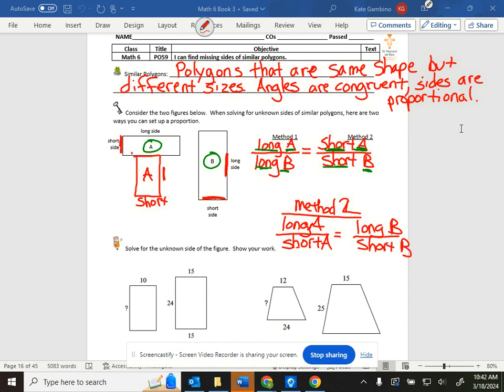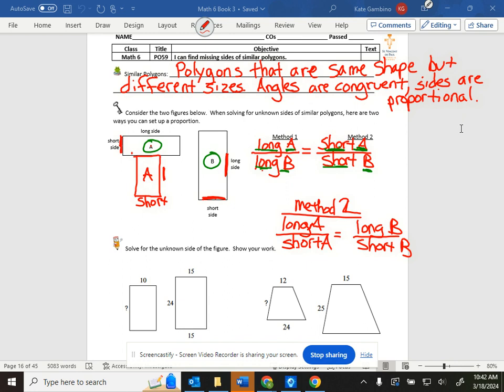Either method we use, we will get the same answer. So you're going to do what works best for you. For me, I look at it and I go A to B, A to B. That's the way that makes sense to me, and that's just the method I always use.